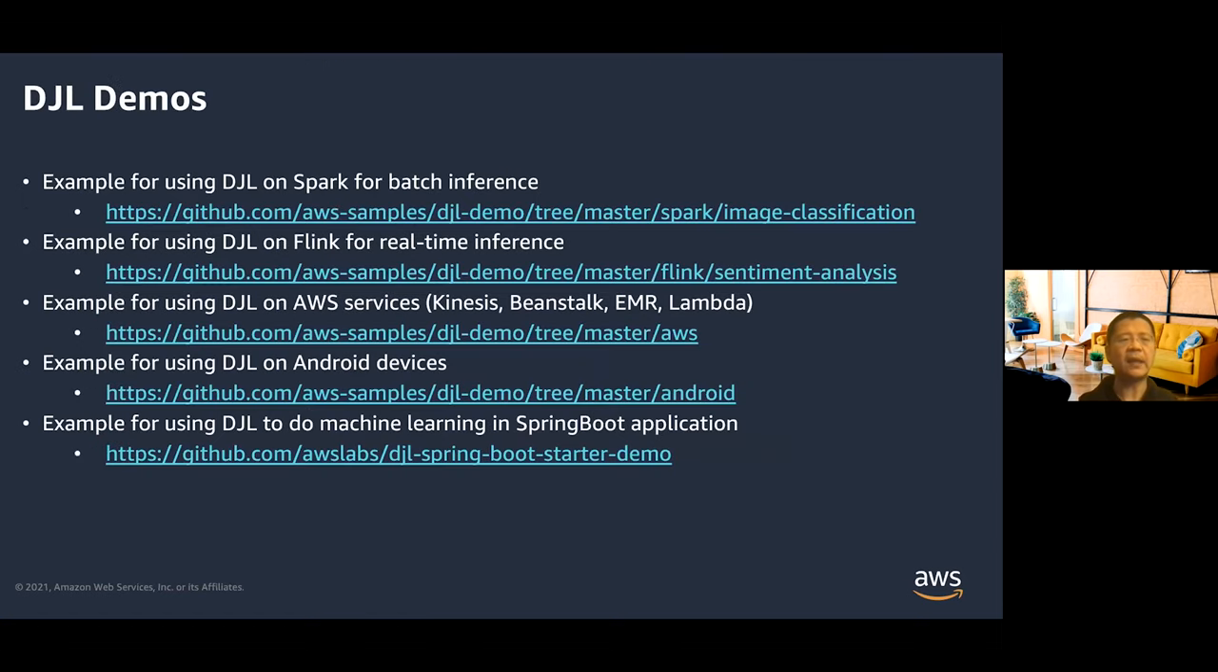Here are some resources that I talked about. We have Spark batch inference examples in our DJL demo repository, and we have Flink for real-time inference examples, and also streaming services examples like Kinesis, Beanstalk, EMR, and Lambda. You can find all the source code, like the Android demos I mentioned earlier. We have a Spring Boot starter and also demos to show you how to build microservices with Spring Boot.